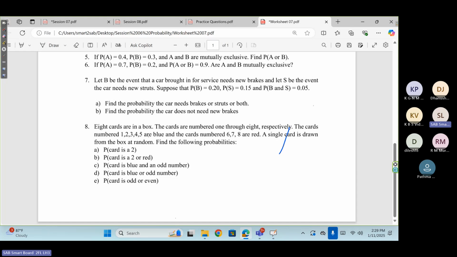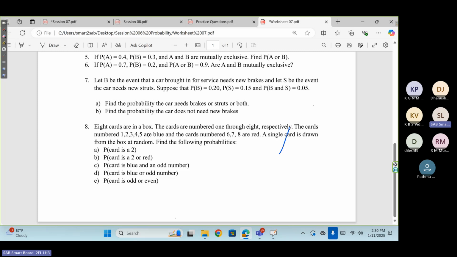Shall we check question number 8? 8 cards are in a box. The cards are numbered 1 through 8. The cards numbered 1, 2, 3, 4, 5 are blue, and the cards numbered 6, 7, 8 are red. So there are 8 cards, each card is numbered. The first 5 cards are blue, then the 6, 7, 8 numbered cards are red.